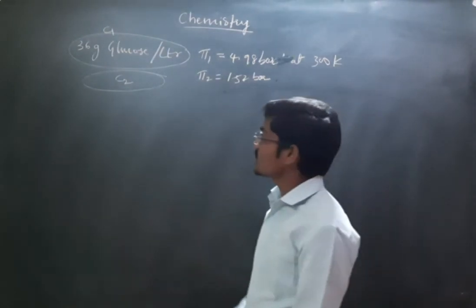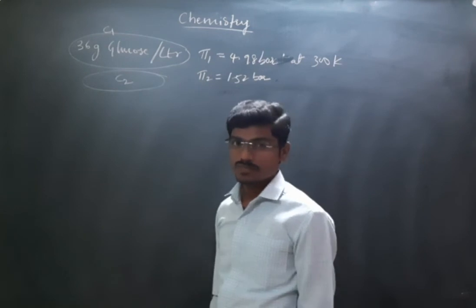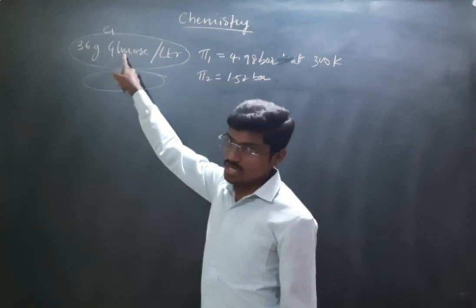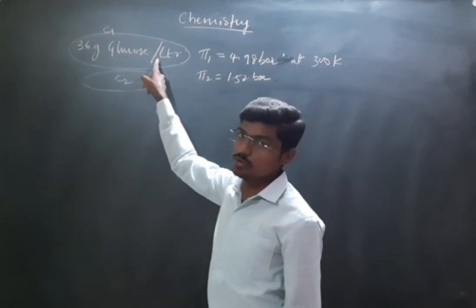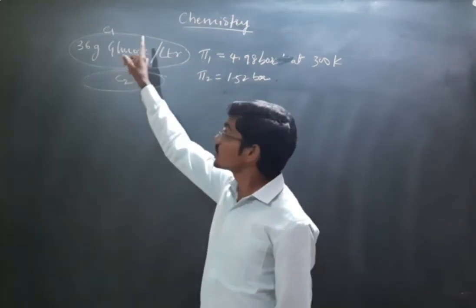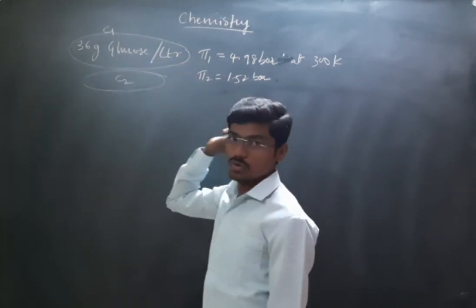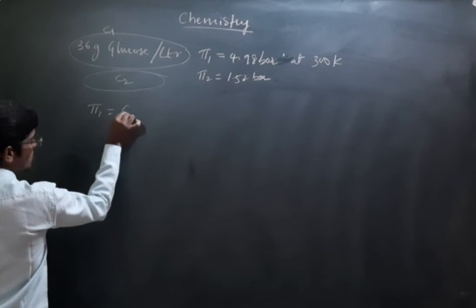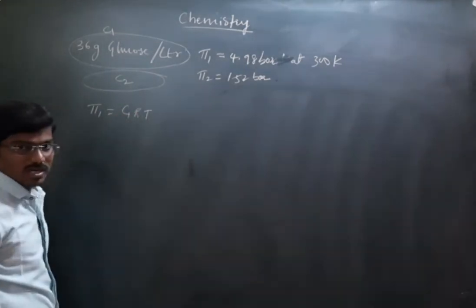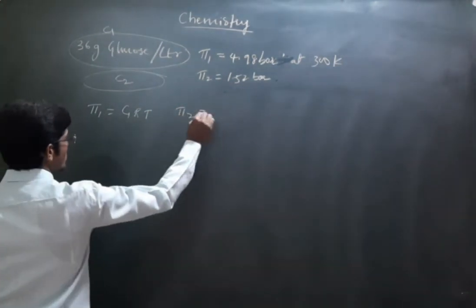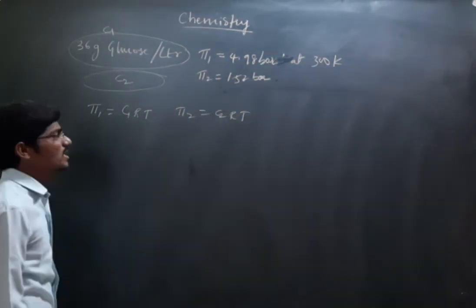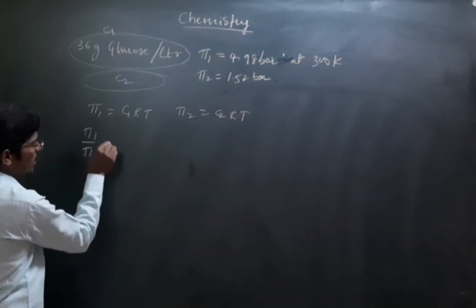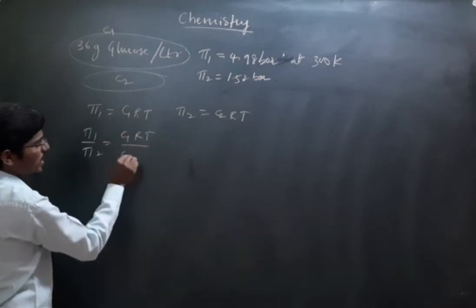So what will be the concentration of the second solution whose osmotic pressure is this? For the first solution, 36 grams of glucose is dissolved in 1 liter. That means you can calculate the molarity, right? 36 grams is the given mass, glucose molar mass is 180, and the volume is 1 liter. Number of moles per liter gives the molarity. So C1 and pi 1 are known, and we need C2 and pi 2. We have the equation pi 1 equals C1RT, that is pi equals CRT, and the second one is pi 2 equals C2RT. In both cases RT is common, so let us divide these two equations. Pi 1 divided by pi 2 equals C1RT divided by C2RT.